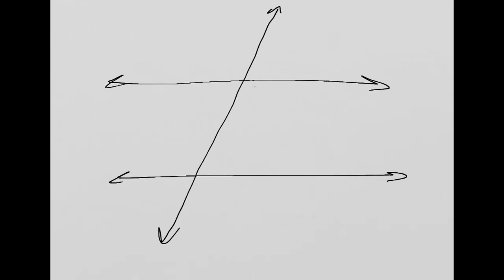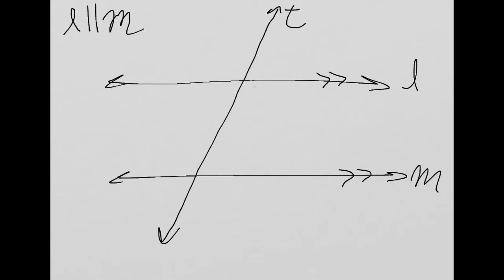So here I have line L and line M, and they're parallel. And the way that I mark that they're parallel is I put the same number of little arrows on here, just like we do when we mark line segments as congruent. We put the same number of tick marks. On this one, we put the same number of arrows. So I have line L is parallel to line M, and they're cut by a transversal T.